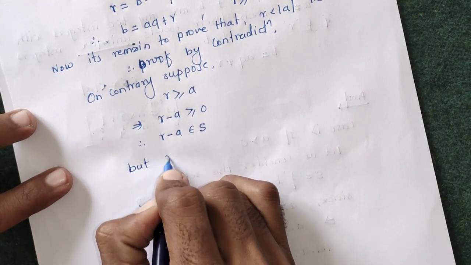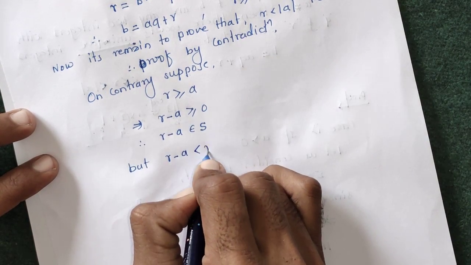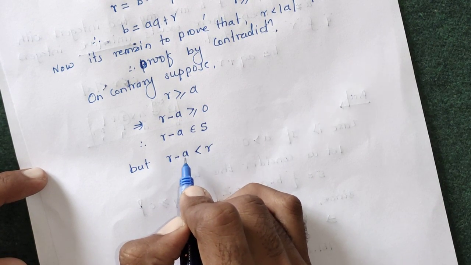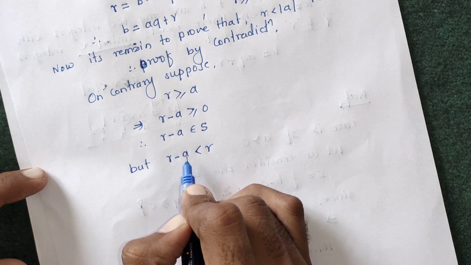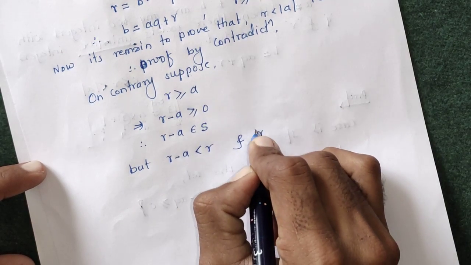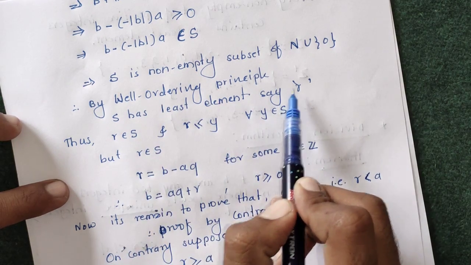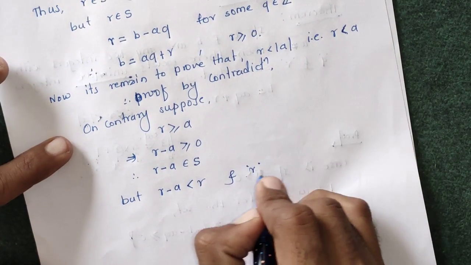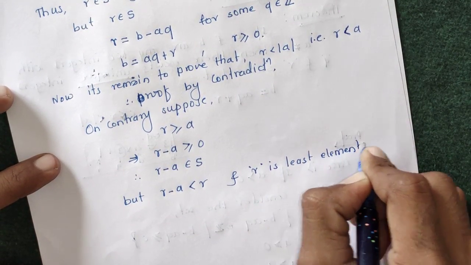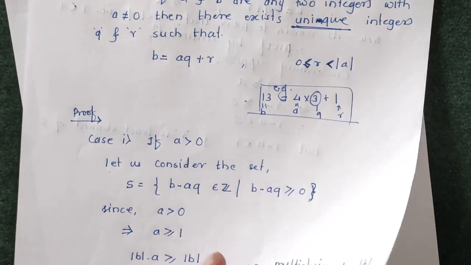But for this r minus a, we are subtracting another integer, a, from r, so r minus a is strictly less than r. Is it clear? r is an integer and a is again an integer. So r minus a is less than r, and our r is the least element of S.